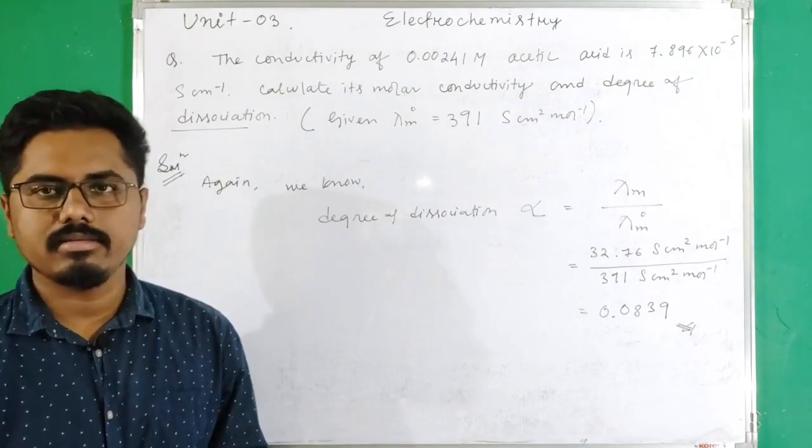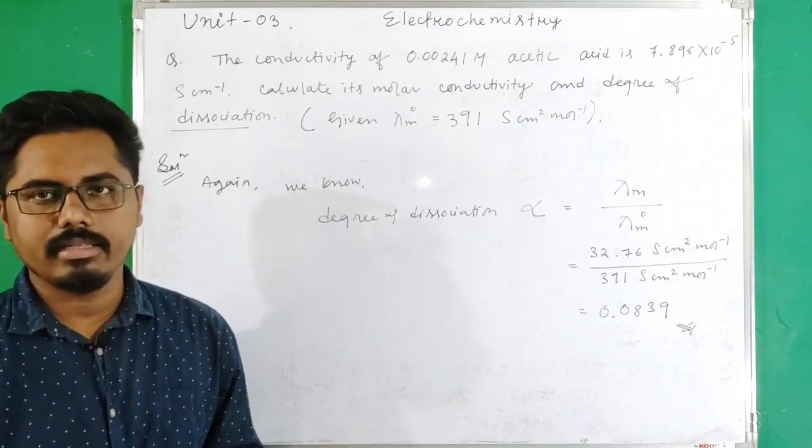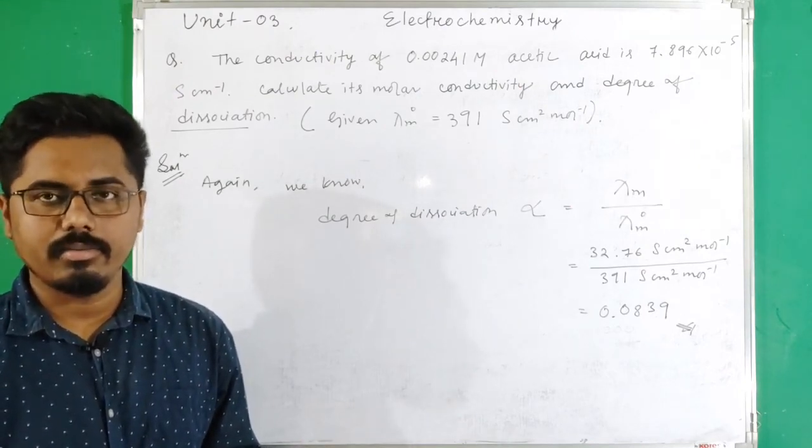So in the next class we will study unit 12, that means aldehydes, ketones and carboxylic acids.